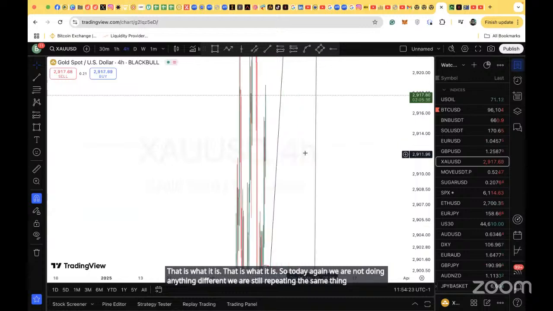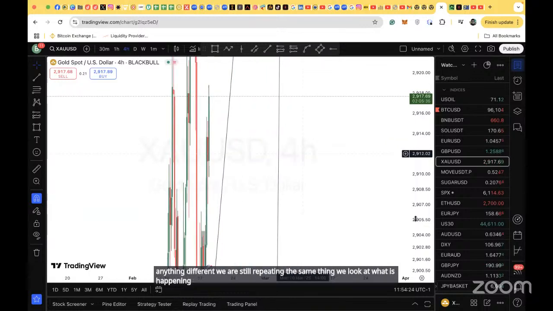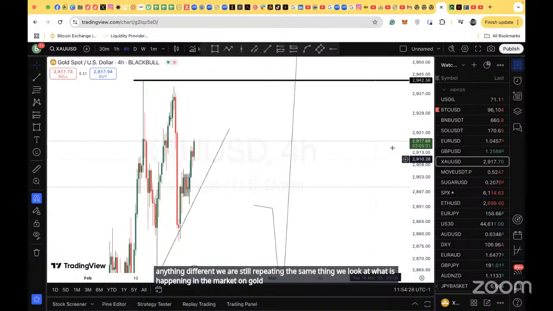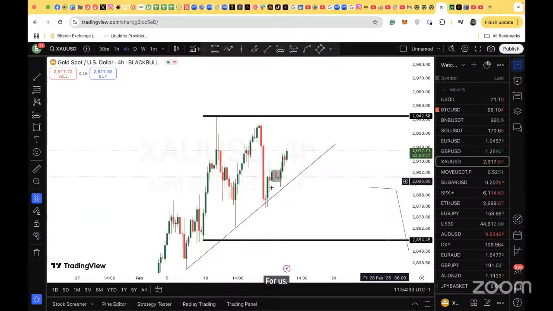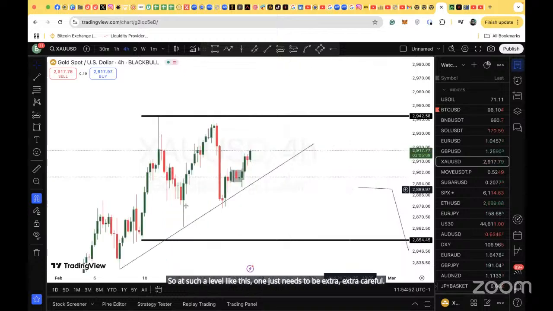If you look at what is happening in the market on gold, based on the higher time frame, 4 hours, all that happened yesterday was a pullback from this drop to a very key important level of price action. At such a level, one just needs to be extra careful. Because yes, we know the target of price, it couldn't break below this place. So it's still bullish. It's not yet bearish.